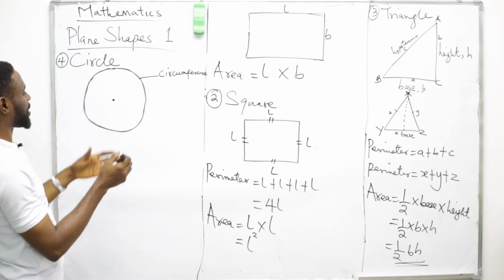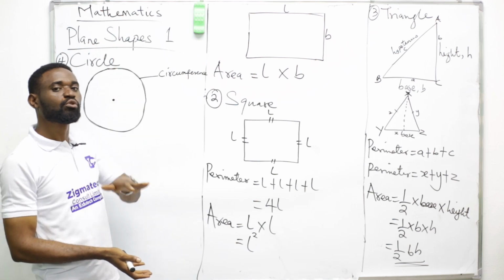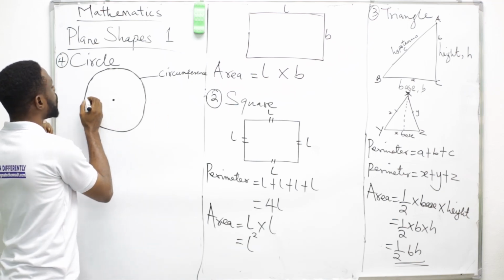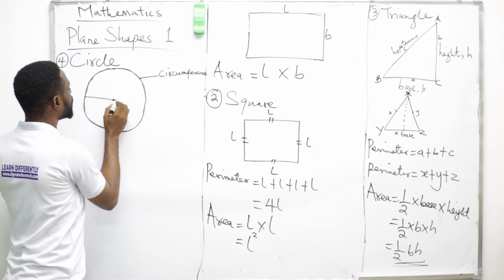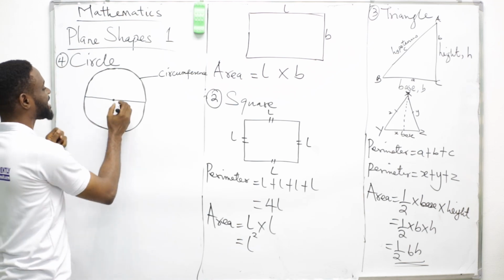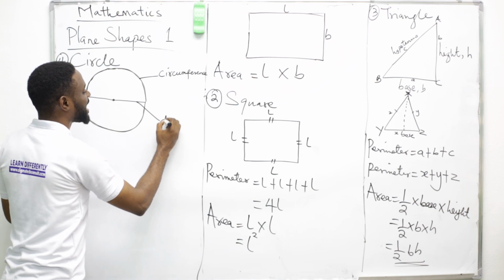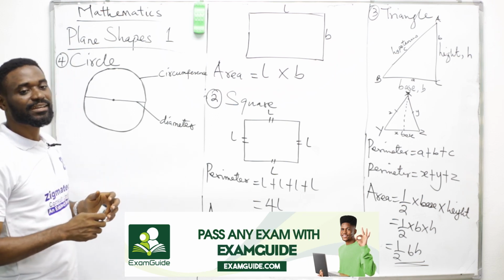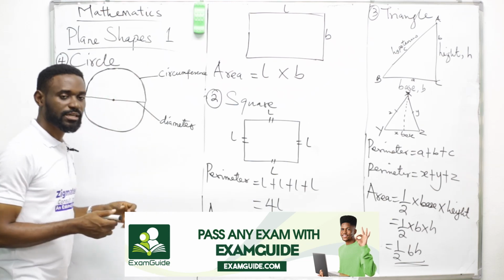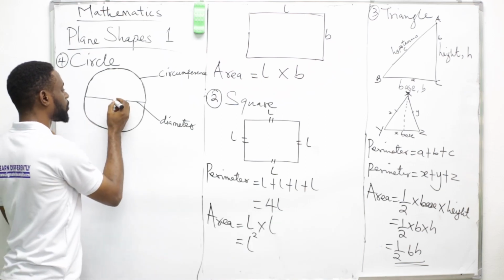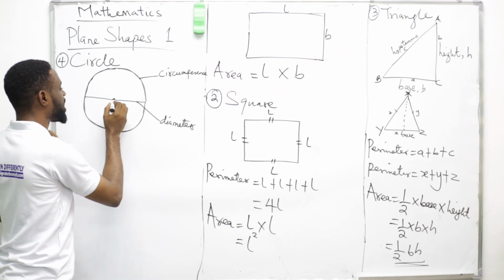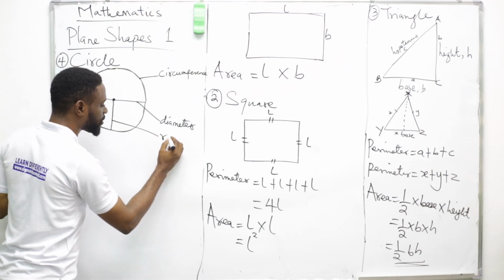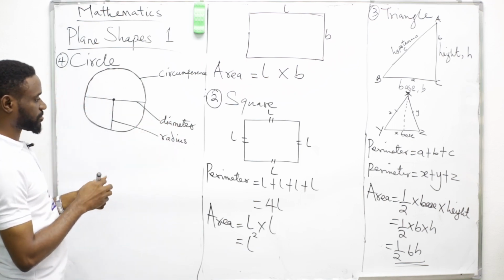Then that brings me to what I was trying to say. A circle is divided into 2 equal parts by a line that runs through the middle, joining 2 parts of the circumference. So you see a line like this run through the middle to join 2 parts of the circumference. This line is called the diameter. Do you understand that? Then, a line that runs from the center of the circle to any part of the circumference, let's say from here to any part of the circumference, is called a radius.